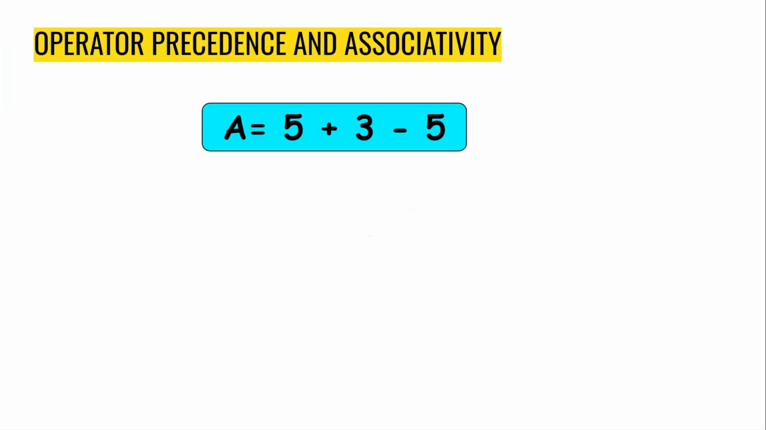We saw what is operator precedence. Then what is associativity? So consider this example: A is equal to 5 plus 3 minus 5. So here, which sub-expression will be evaluated first?